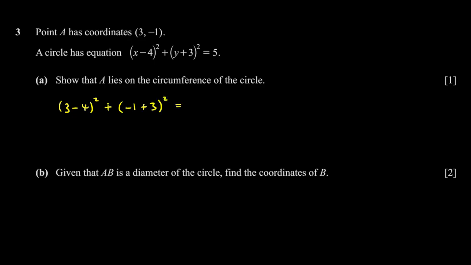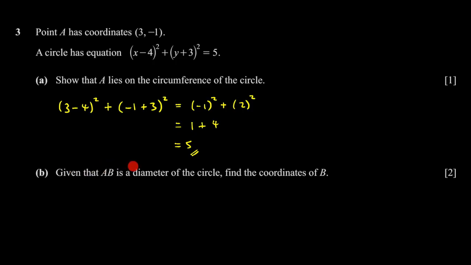So 3 minus 4 is negative 1, so we've got negative 1 squared. And negative 1 plus 3 is 2, so we've got 2 squared. Negative 1 squared is 1, 2 squared is 4, and that's equal to 5. Right? So we've satisfied the equation, so we know that (3, -1) is on the circle.